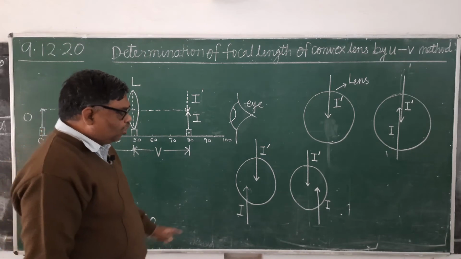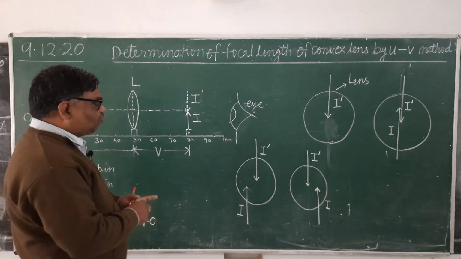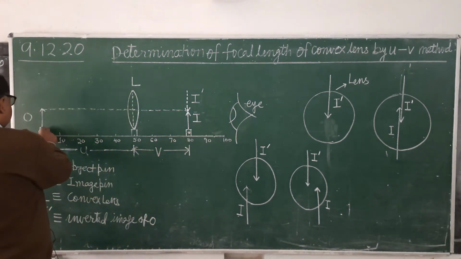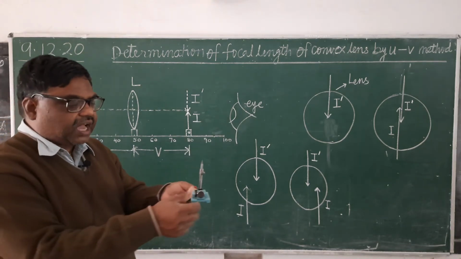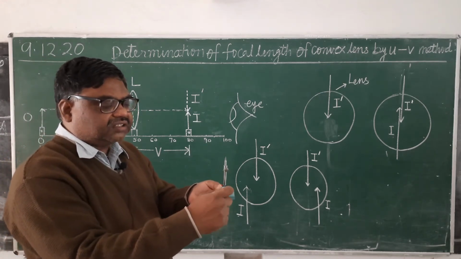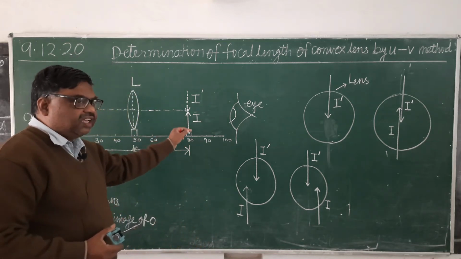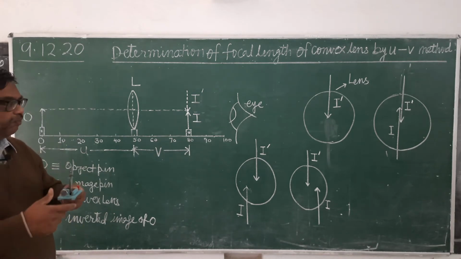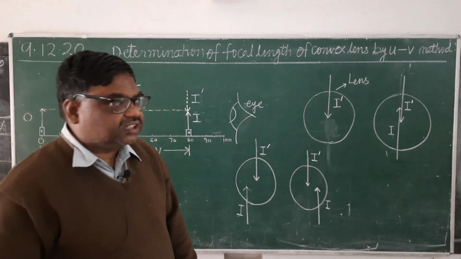So what will you do? How will you bring them in one line? They can be brought in one line by using these lateral movement screws. Using these lateral movement screws we can bring I dash and I in one line. It's clear. First you will use this one, and if that doesn't work, you can use the other one as well. So try to bring both along the same line.